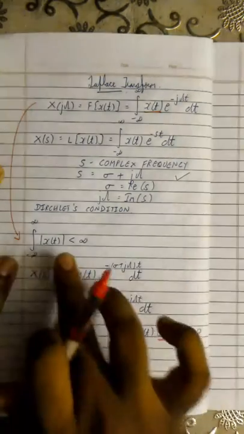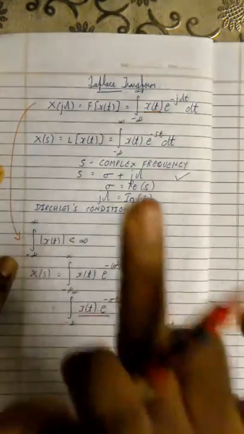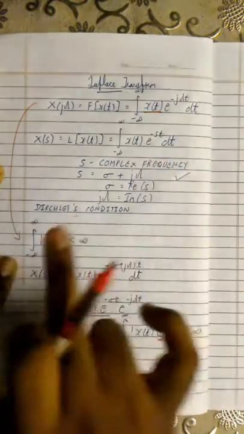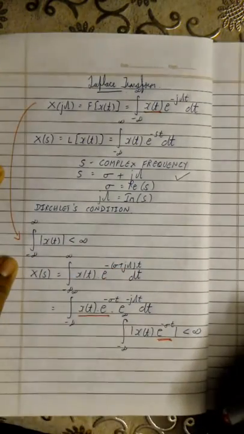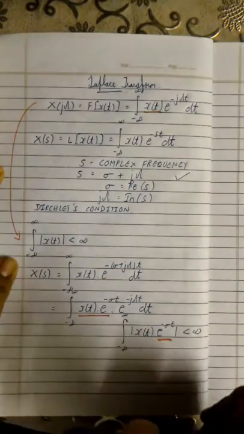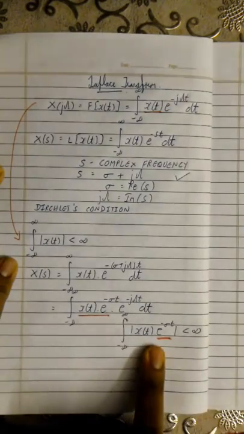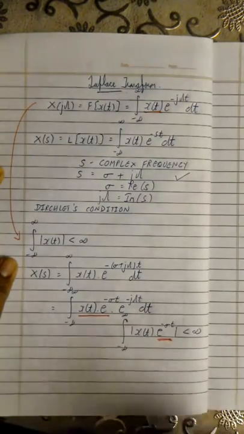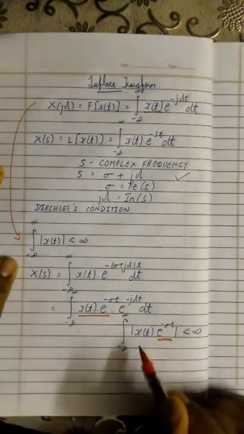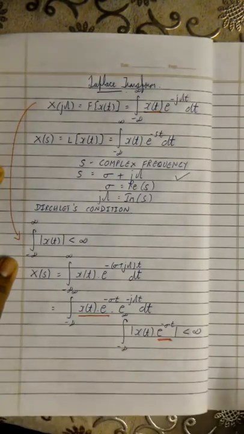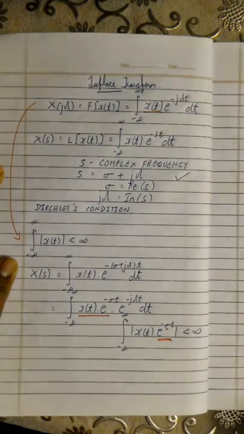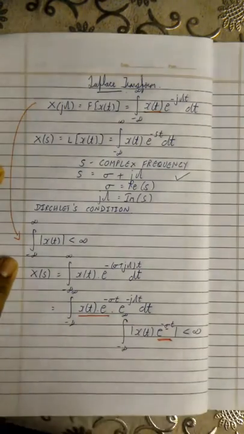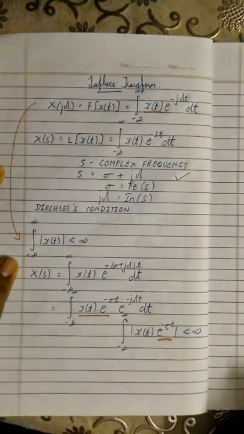In the case of Fourier transform, the existence of Fourier transform depends on this equation, which in turn depends on x of t. Whereas the existence of Laplace transform depends on this equation, and this equation depends on two things: one is our signal x of t, and the other is the value of sigma. That is one of the main advantages of Laplace transform.